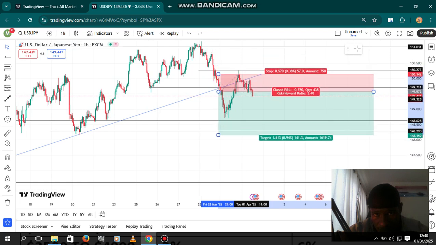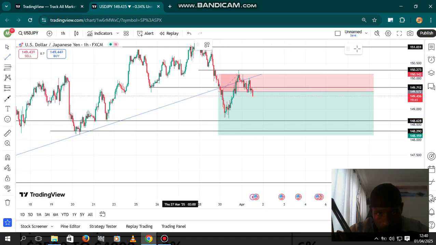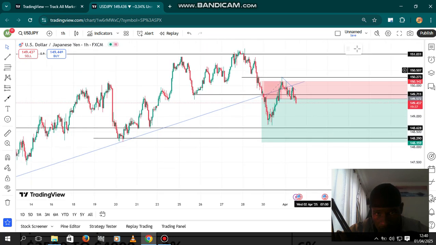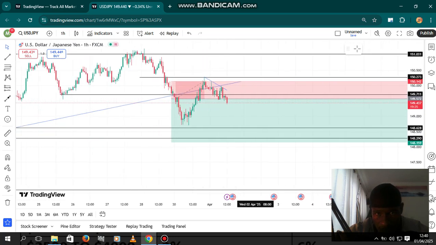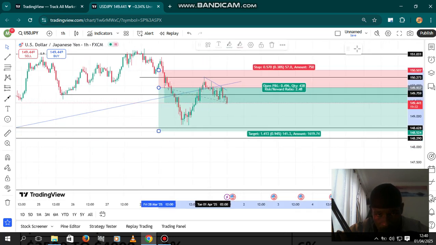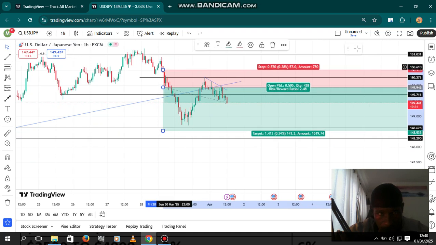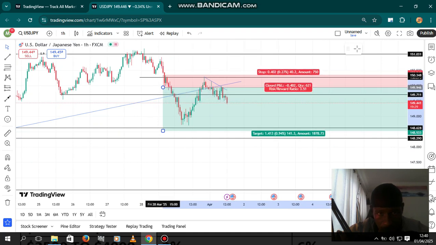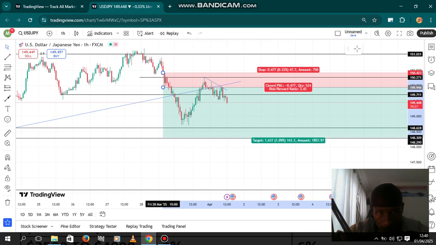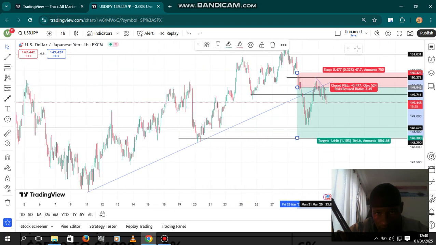My entry is supposed to be on the third touch, on the short time frame, on the lower time frame. If you put this trend line here, you'll see that touch. So my entry is supposed to be here, then stop loss, of course, at the top here, and TP here. So this is fine.